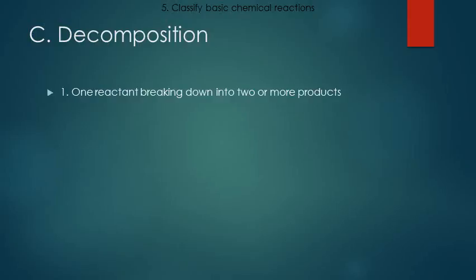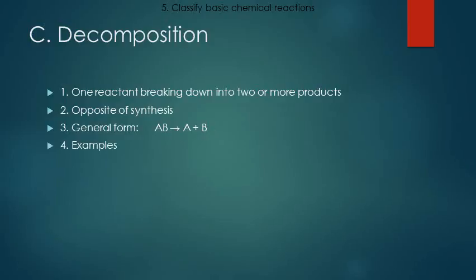Decomposition. Decomposition is when we have one reactant that is going to break down into 2 or more products. So this is just the opposite of synthesis. So in a decomposition reaction, we have some compound, and there's only one reactant. That's the key there. If you identify one reactant, that tells you it's going to be decomposition. And then it's going to break down into at least 2, if not more, products.